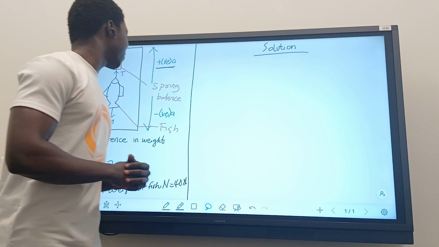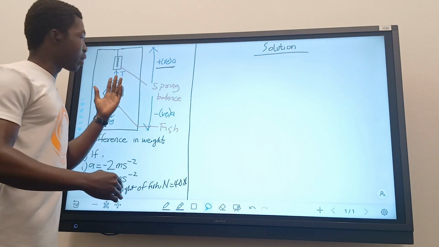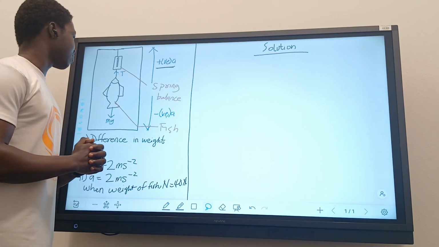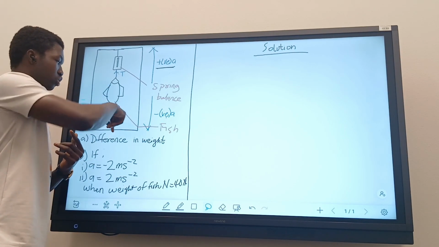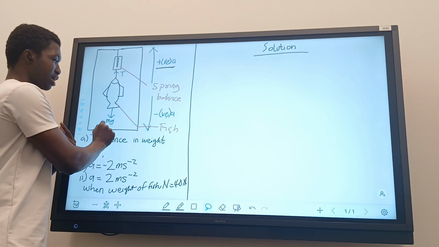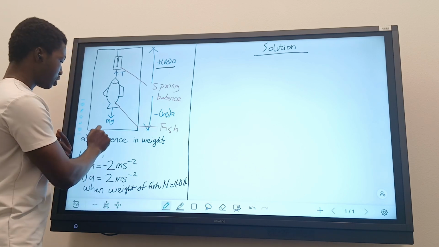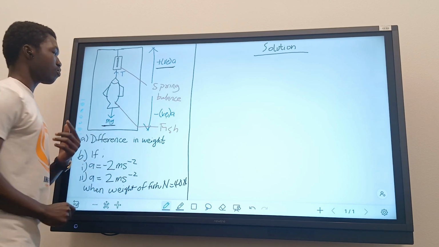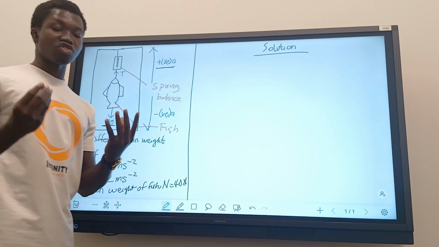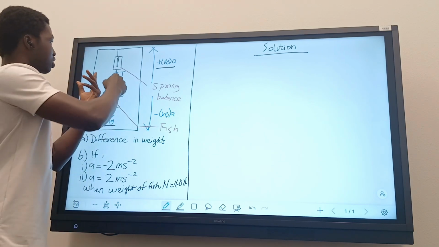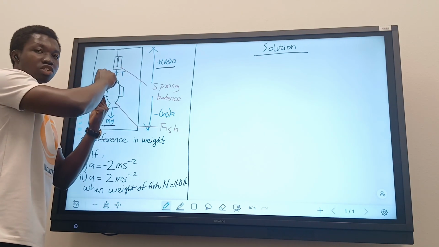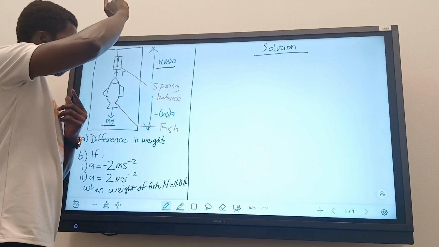So now we have a fish attached to a spring balance in an elevator. Now the weight of the fish is acting downwards. So the weight of the fish is the mass times the acceleration due to gravity, which is indicated here. And we have tension in the string. Now the string is what is holding the fish to the spring balance. So T, the tension of the string, is also acting upwards.